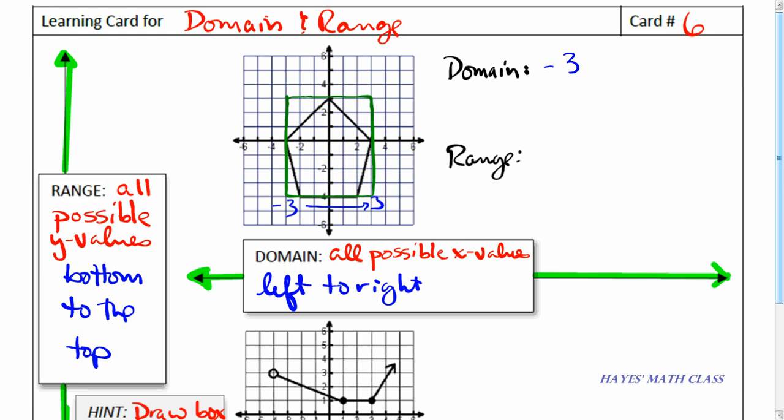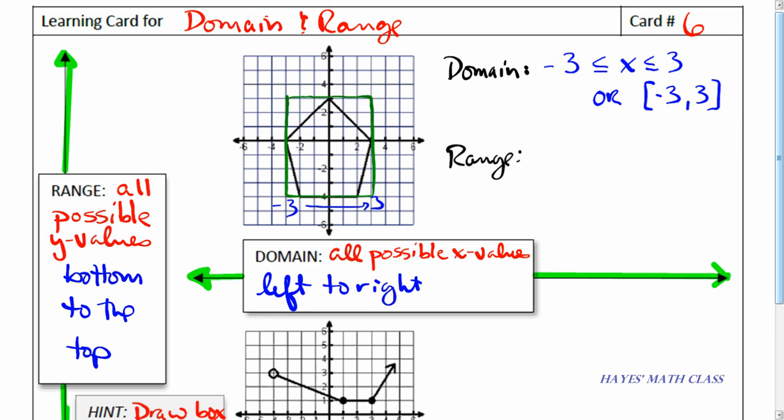Now, depending upon what your teacher is having you do, you can either write it in inequality notation like this. It's running from -3, which is less than or equal to x, which is less than or equal to 3. Or you can also write it in interval notation. Since the 3s are included, you use the hard brackets, and you do it like that. So it works either way.